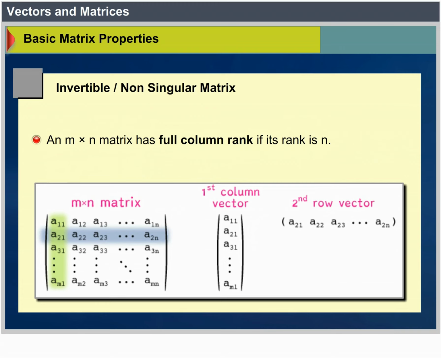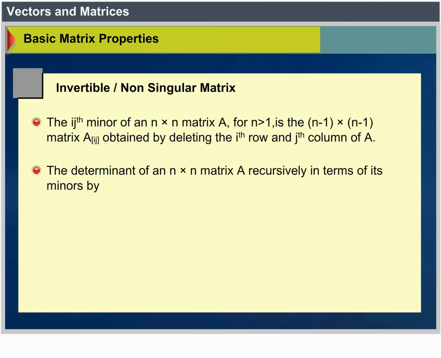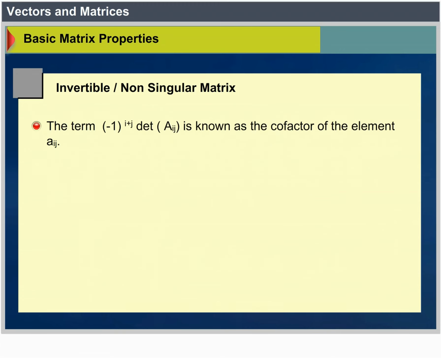The ij-th minor of an n by n matrix A, for n greater than 1, is the (n-1) by (n-1) matrix A_ij obtained by deleting the i-th row and j-th column of A. The determinant of an n by n matrix A is defined recursively in terms of its minors, which is shown here. The term (-1)^(i+j) determinant of A_ij is known as the cofactor of the element A_ij.